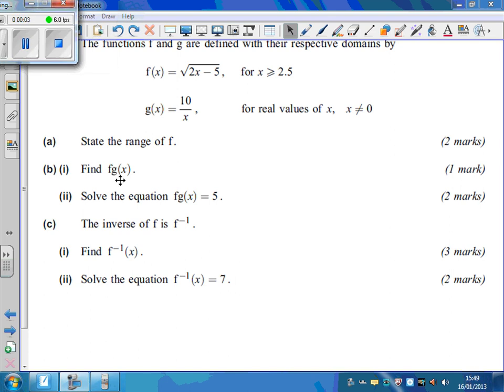June 2012, Core 3, question 5 now. I've got our functions question, which went really well with my class, except for the last line. It starts off by just asking the range.